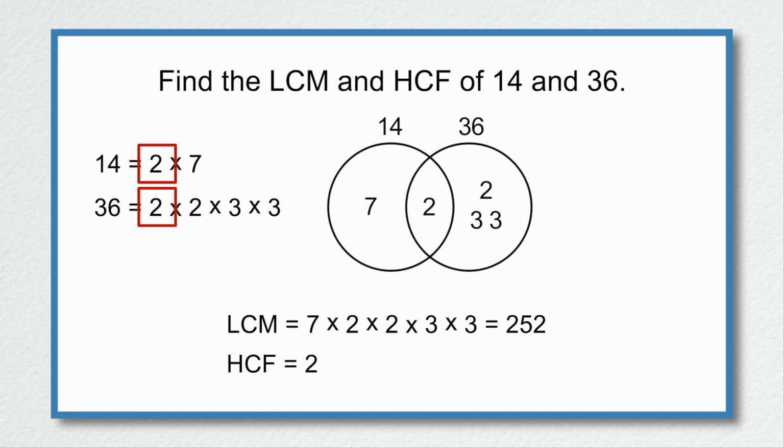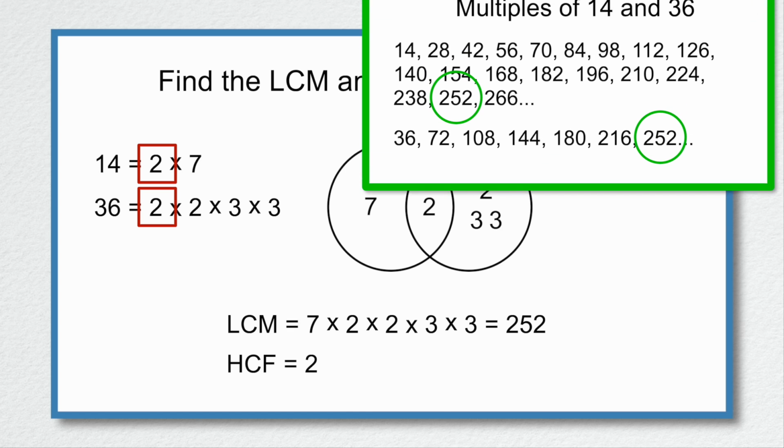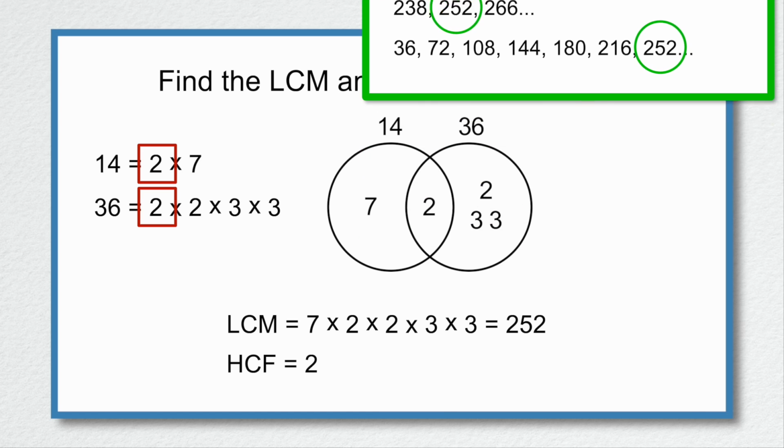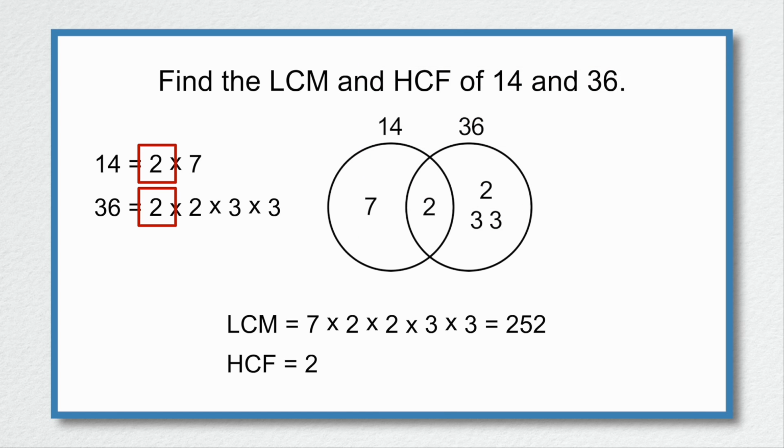The approach I used in the previous video is a lot clearer in identifying the lowest common multiple and the highest common factor. But the problem with this approach is that it can lead to generating many multiples, as shown in this example here. The approach covered in this video, using the prime factors, is a really neat way of finding the lowest common multiple and the highest common factor.